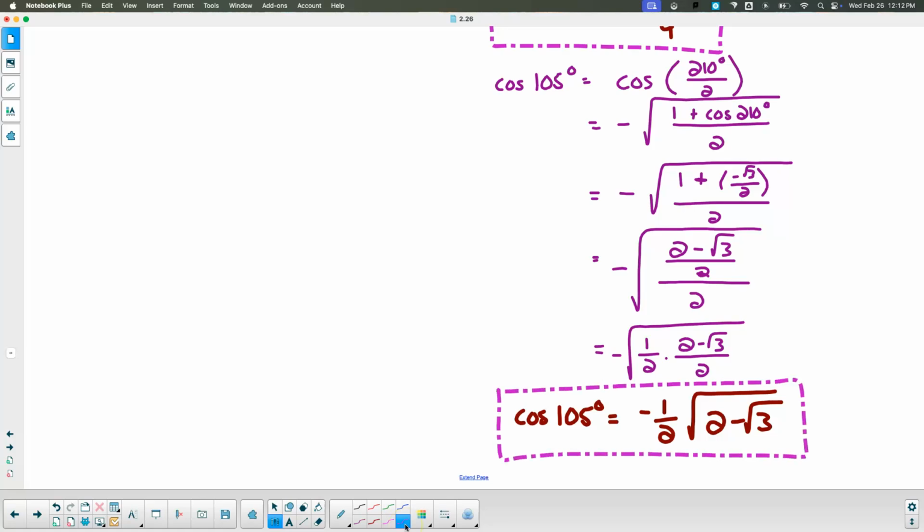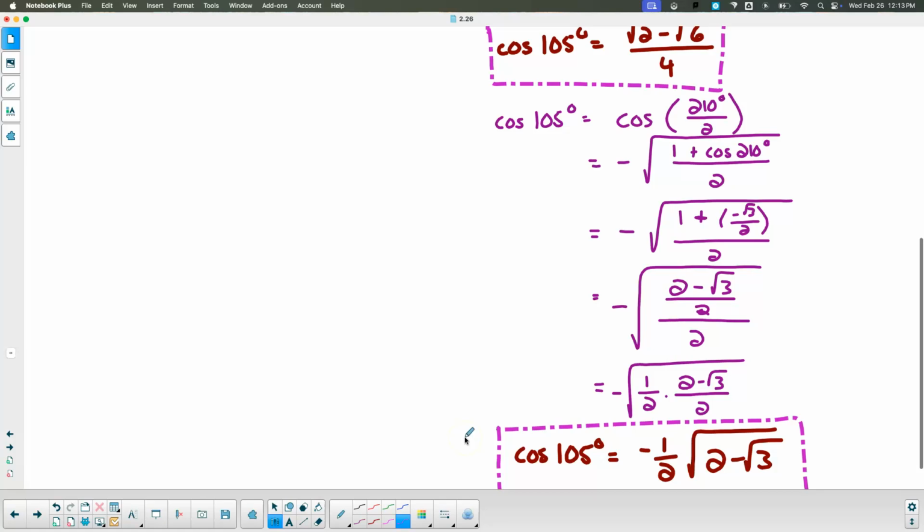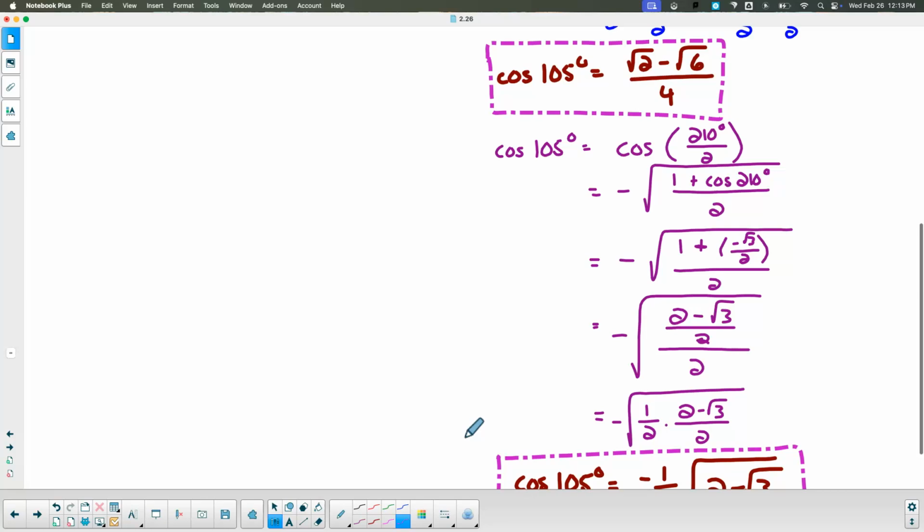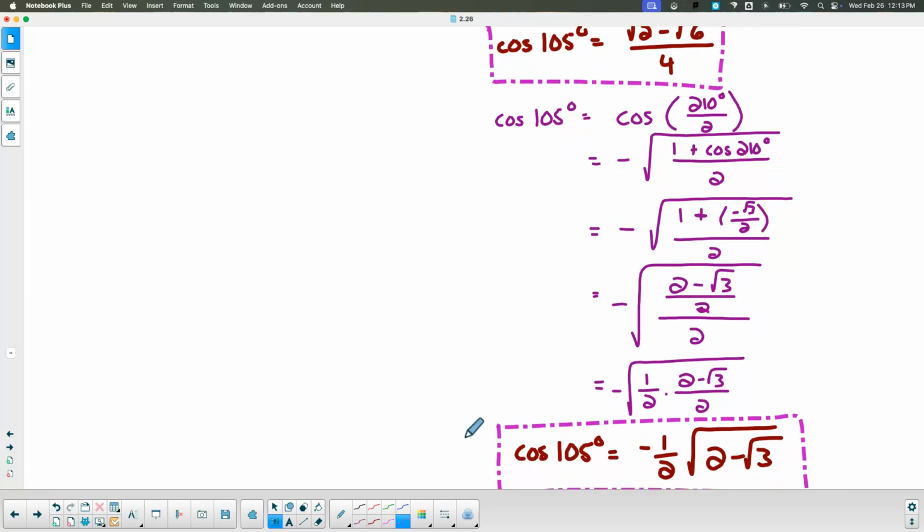In the first one, I get no triangle is formed because the sides aren't long enough. All right. In the second one, in part A, I get cosine of 105 degrees is the square root of 2 minus the square root of 6, all over 4. And then in part B, I get that the cosine of 105 degrees is negative 1/2 times the square root of the quantity 2 minus the square root of 3. Questions, comments, concerns, clarifications?